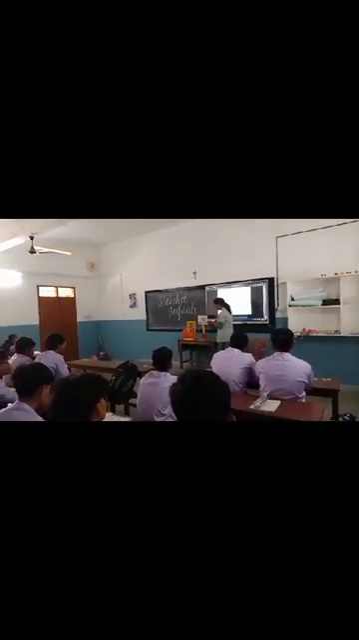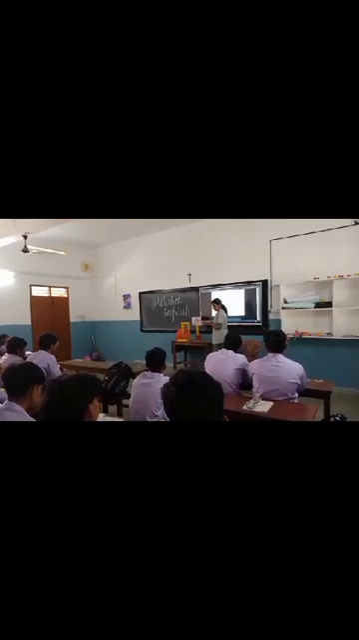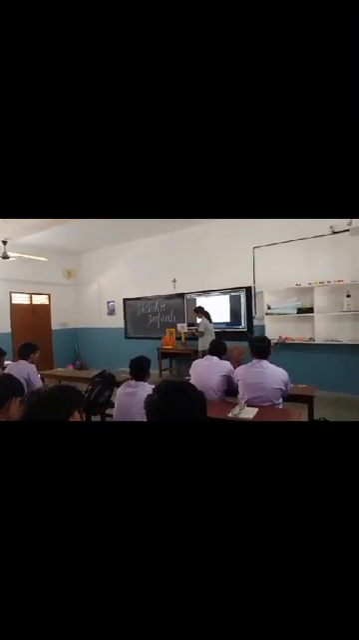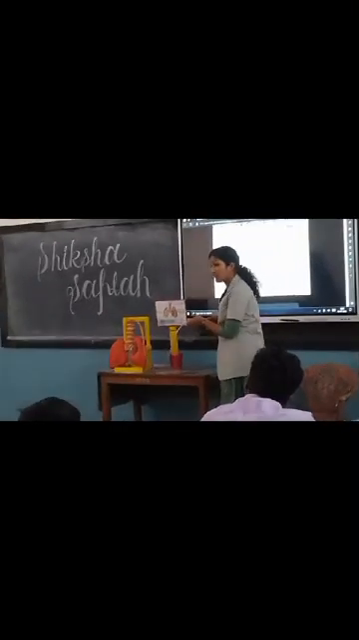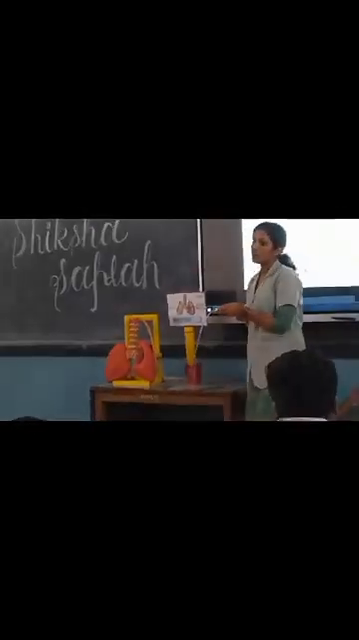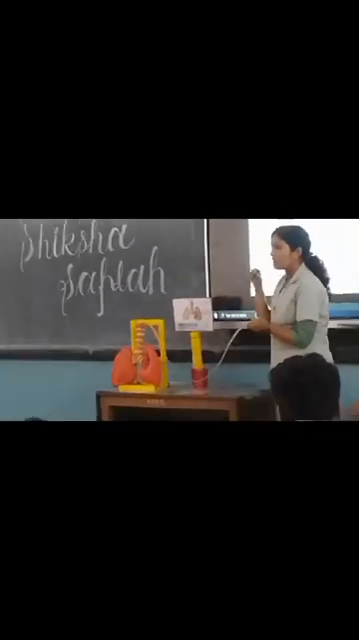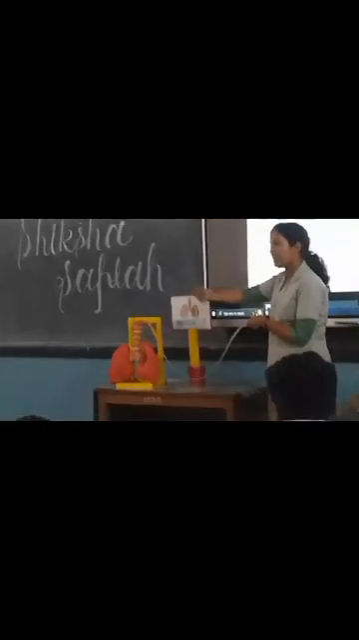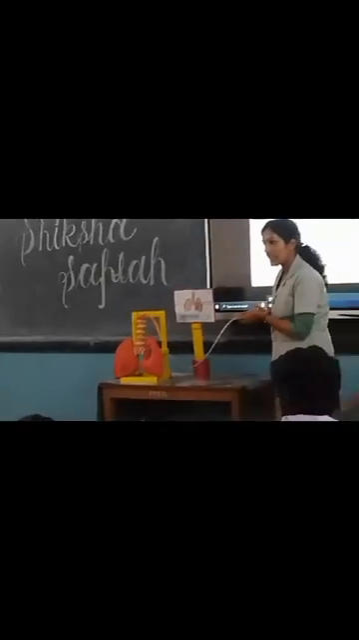Okay. When we exhale or inhale, where does the diffusion of gases occur? Which are the gases? Yes. The diffusion takes place between oxygen and carbon dioxide. That's why the part where this diffusion occurs is the alveoli.